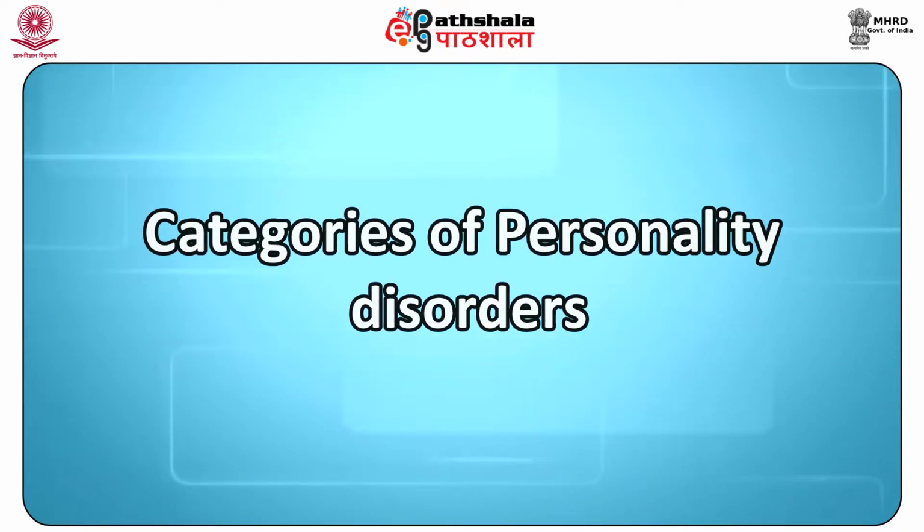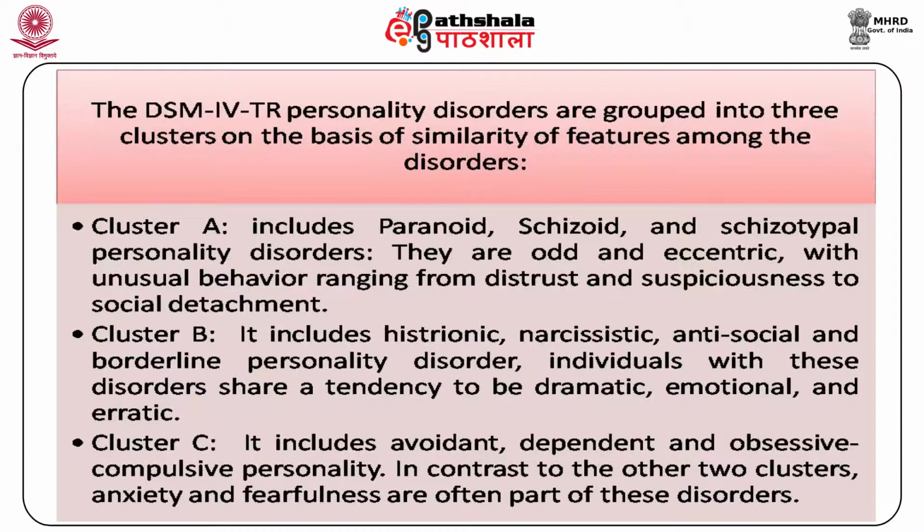Categories of personality disorder. DSM-4-TR personality disorders are grouped into three clusters on the basis of similarity of features among the disorders. Cluster A includes paranoid, schizoid, and schizotypal personality disorder. They are odd and eccentric, with unusual behavior ranging from distress and suspiciousness to social detachment.